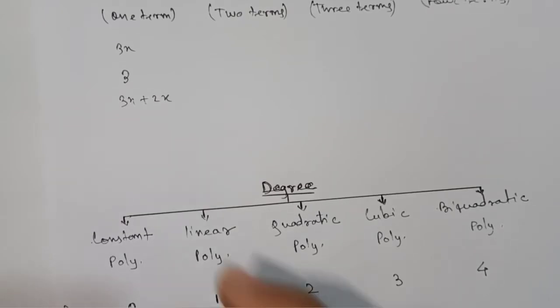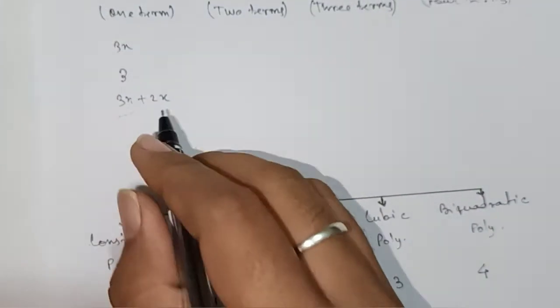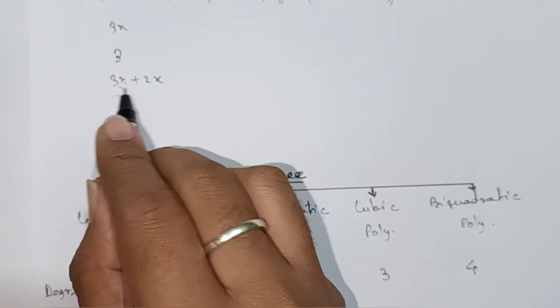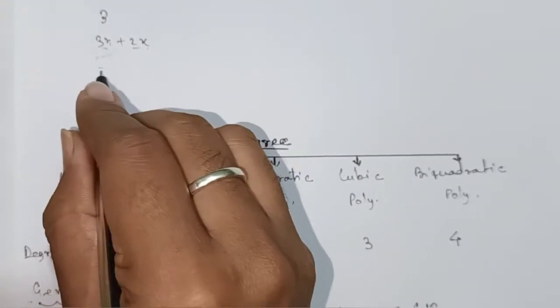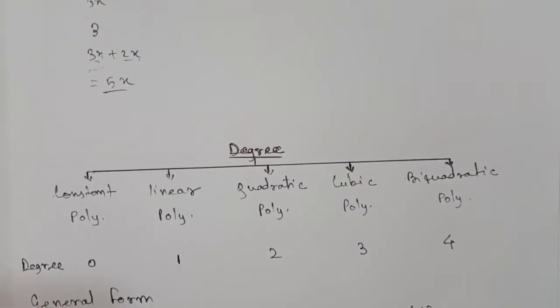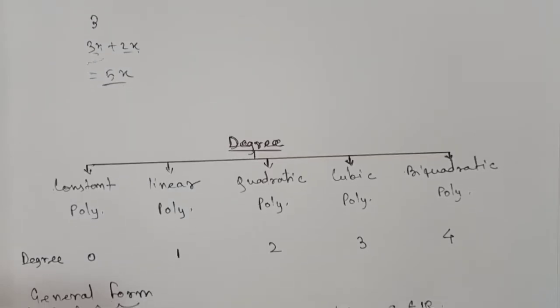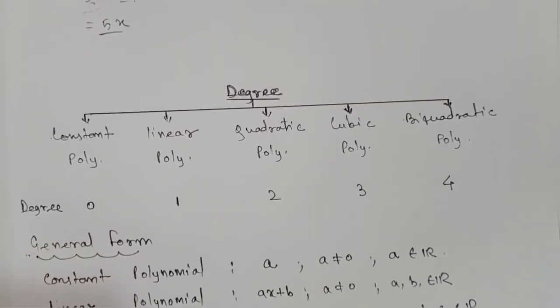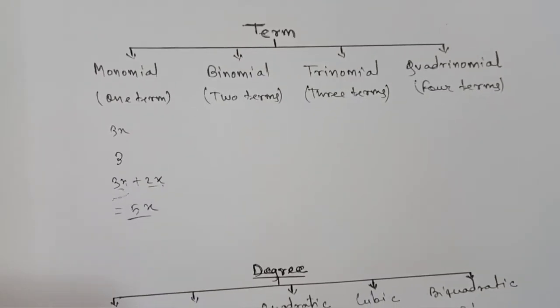So can anyone guess, 3x plus 2x, is it a monomial or binomial? No, it is a monomial. Why, sir? Because both are like terms. You can see here, 2x plus 3x, we can add them and convert into 5x. First you need to see whether it is a like term or unlike term. After that you can add. If it is like term, then you can add, and then you check. So first we need to check whether it is like or unlike, and after that we'll decide whether it is a monomial, binomial, trinomial, or quadrinomial.